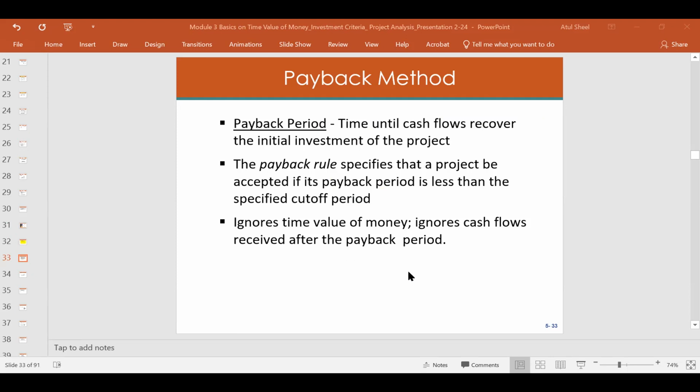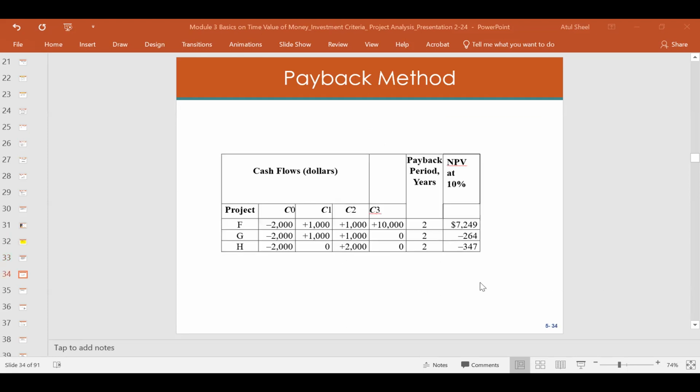The problem with this is that it ignores the time value of money. It ignores the cash flows that are received after your cutoff period. So it doesn't give you a fully realistic picture. And we'll see how this is applied.